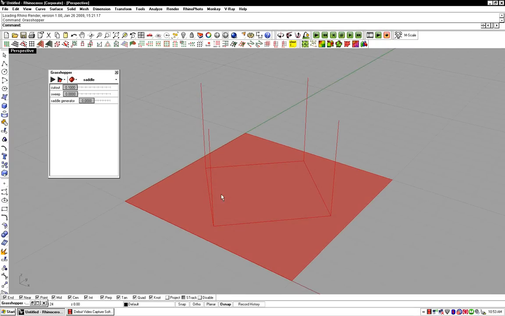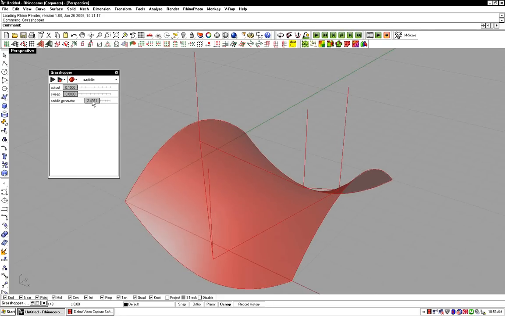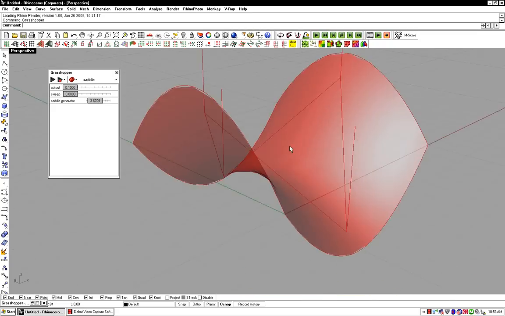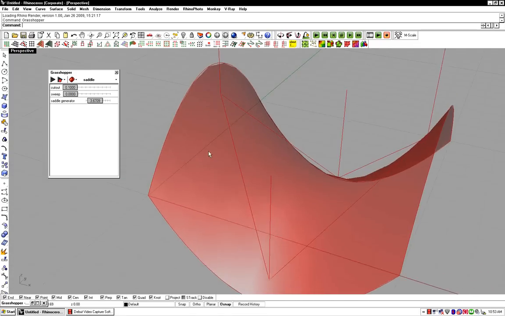So first we need to deform the surface using point displacement, and basically we're just deforming the curves that are generating the surface and therefore distorting the surface into that saddle form, into the hyperbolic saddle form.